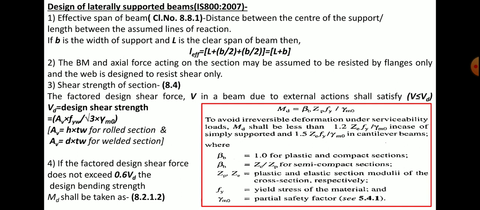So if you consider the example of the low shear condition, in that case according to clause 8.2.1.2, page number 53, for the low shear condition the design bending strength Md is given as beta b into plastic section modulus multiplied by yield strength fy divided by partial safety factor gamma m0.